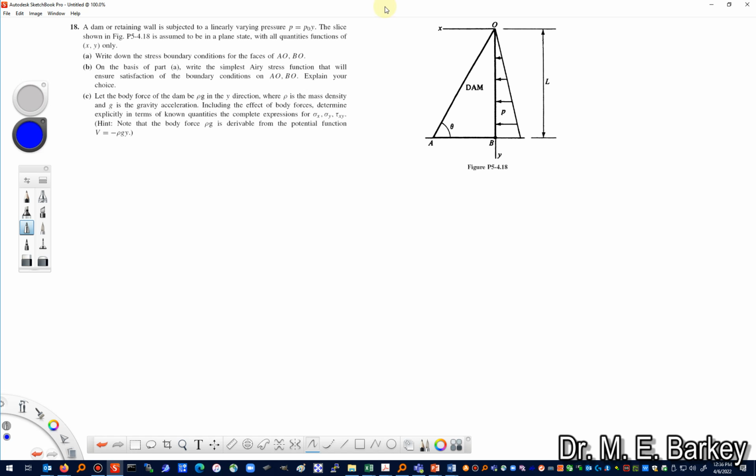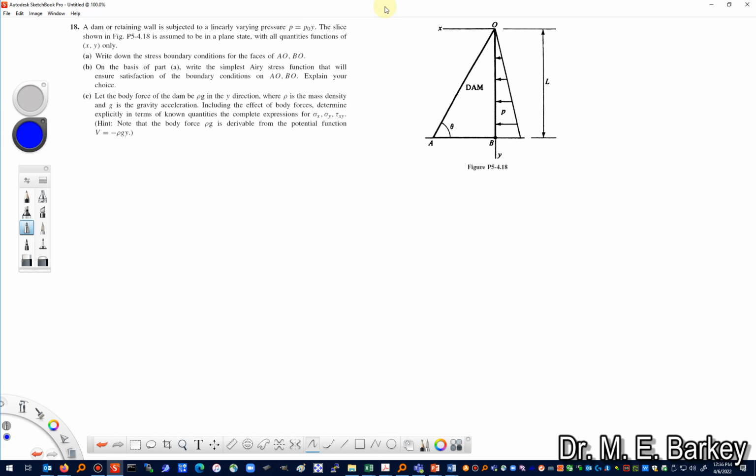This is AEM 637 problem 5-4.18, and this is what I refer to as one of these dam problems. It says a dam or retaining wall is subjected to a linearly varying pressure, p equal to p naught y.